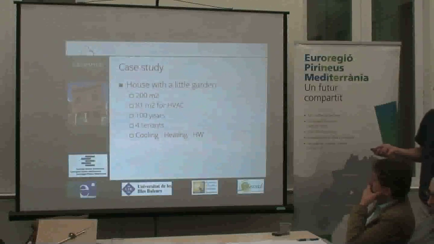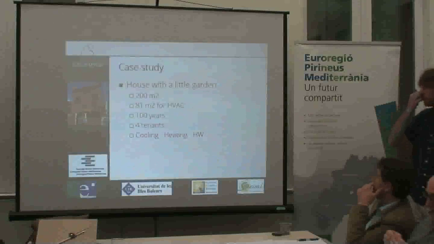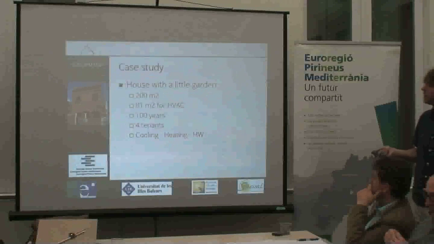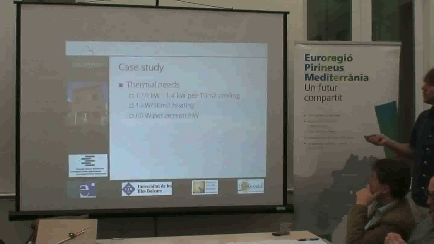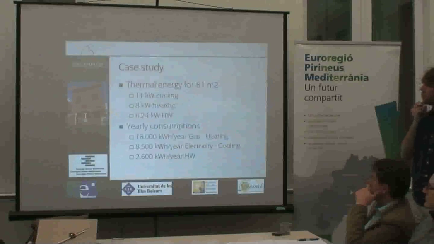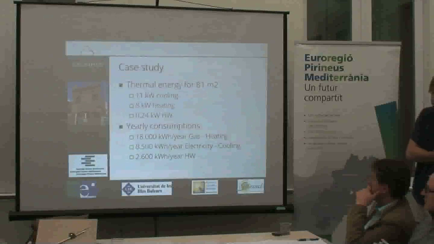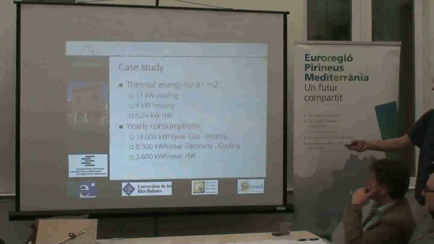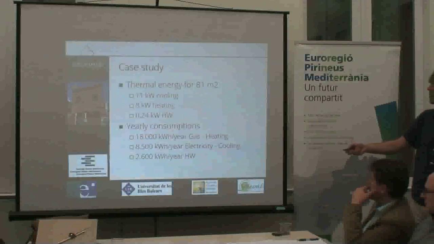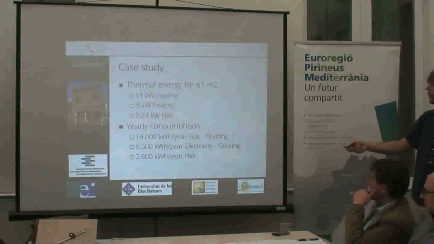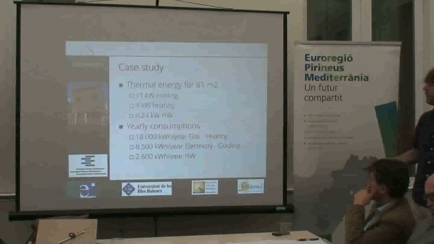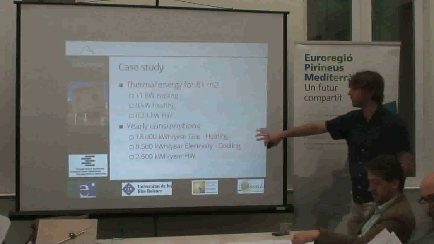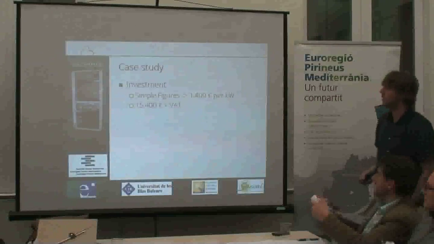I will go fast. This is a house, 200 meters. In fact, we will just use the HVAC for 81 square meters with 4 tenants. We use those numbers, those figures, to calculate the thermal needs. Okay. But what is really interesting is that they are spending this quantity of energy to heat, cool, and for the hot water, right? So they are using 18,000 kilowatt hours, whatever. This is something that you have to spend. This is what you pay in gas, in electricity.